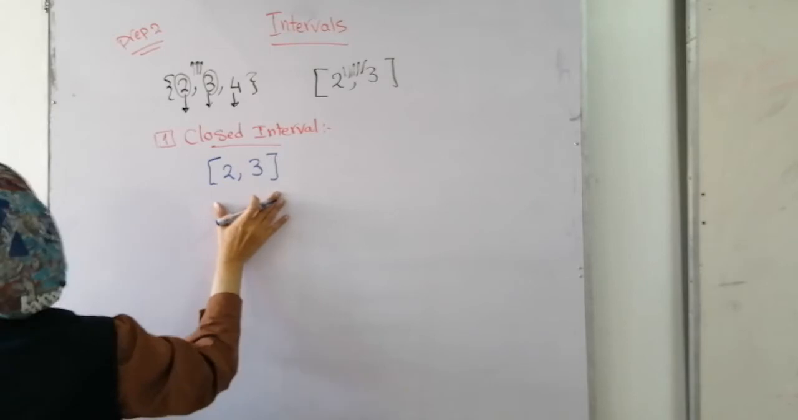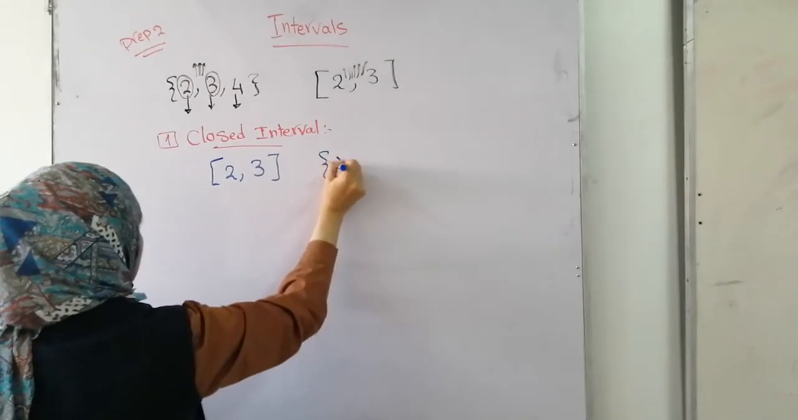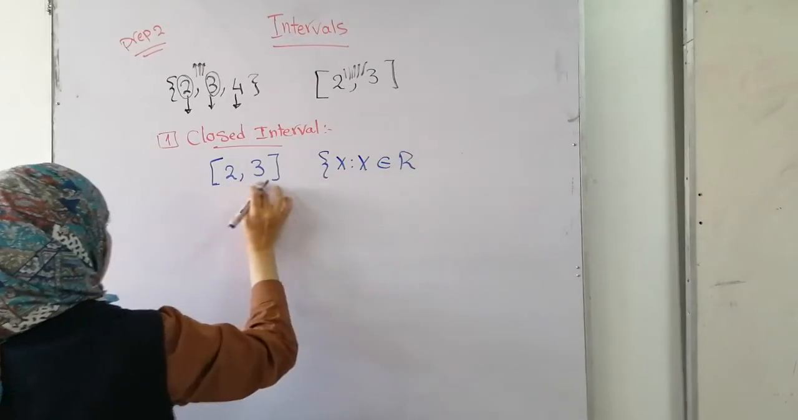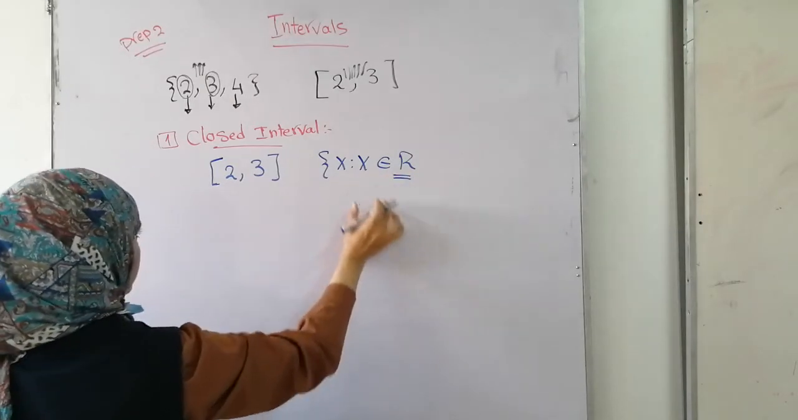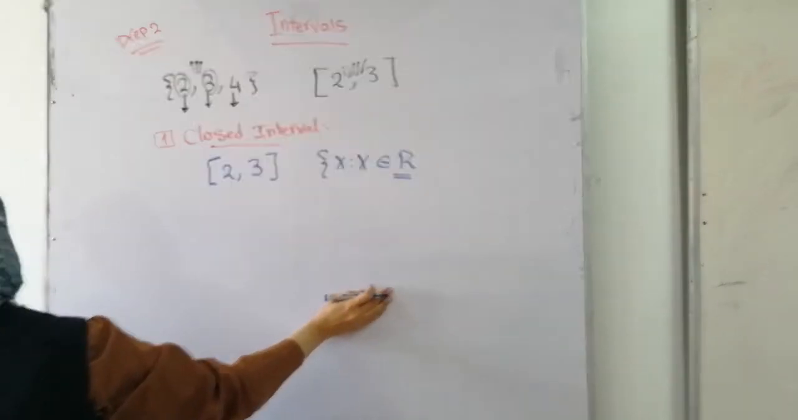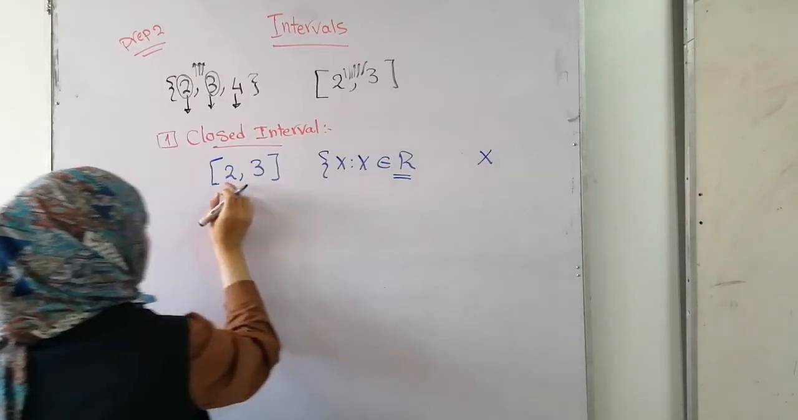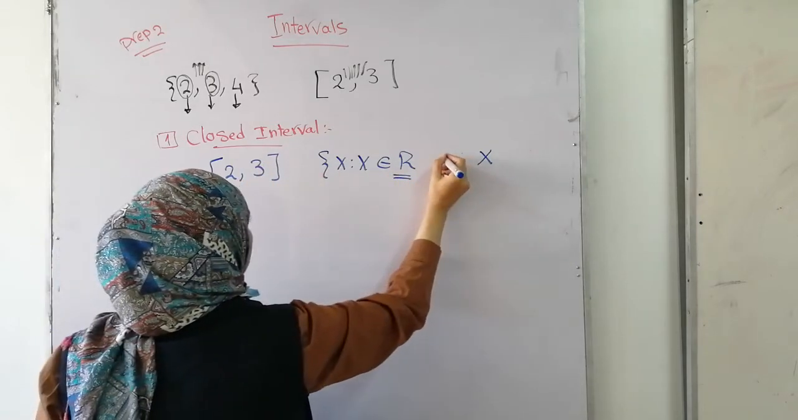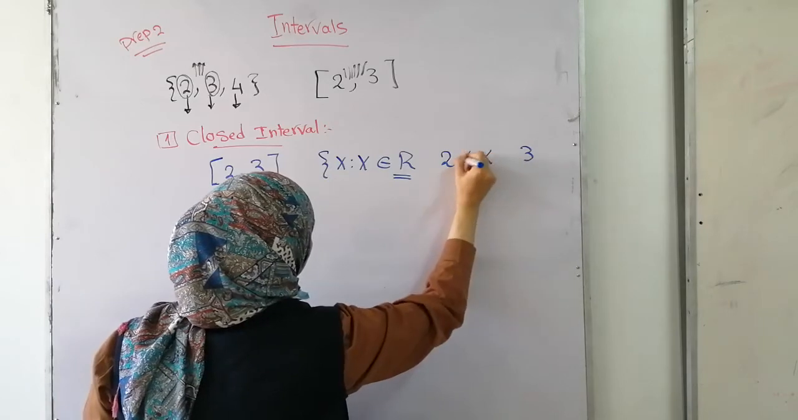And if we can write it as a set, we can write it as x, such that x belong to R. This is a real numbers, and between them also is a real. So we can write it as belong to R. And put x in the middle because the numbers is between 2 and 3. So put before x 2, after x 3, the x between them.